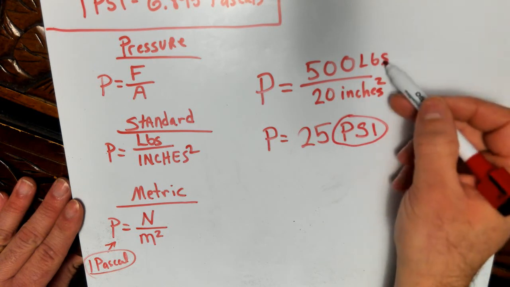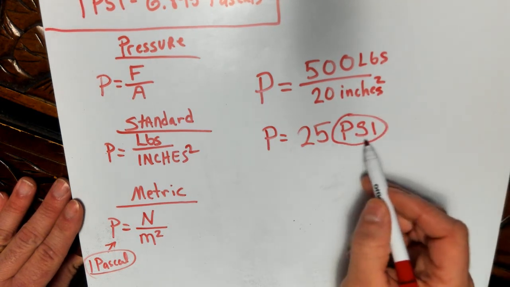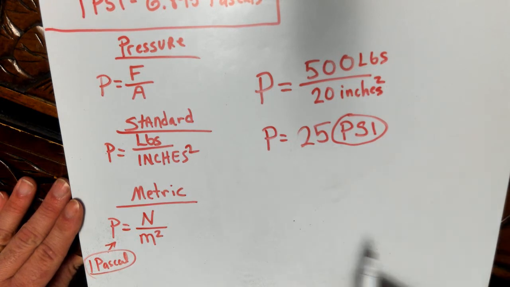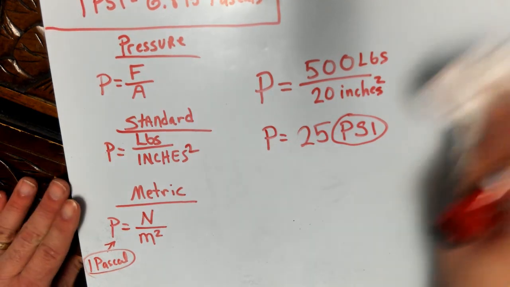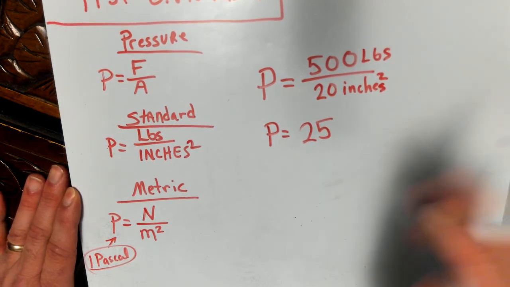All right, so it's pounds divided by inches squared. So it's pounds per square inch. So that's where we get 25 pounds per square inch, which is how much pressure is being applied at that point.